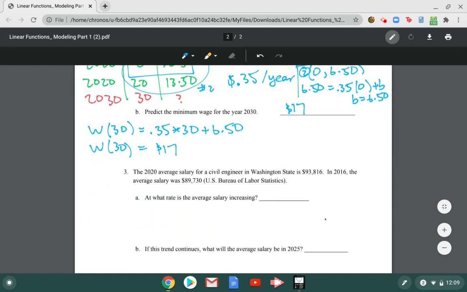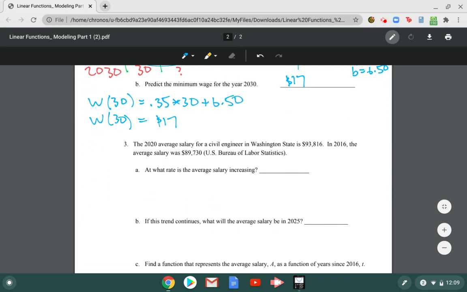Okay, question number 3. In 2020, the average salary for a civil engineer is $93,816. In the year 2016, the salary is $89,730. At what rate is the average salary increasing? So my average rate of change is going to be the change in salary over the change in year.